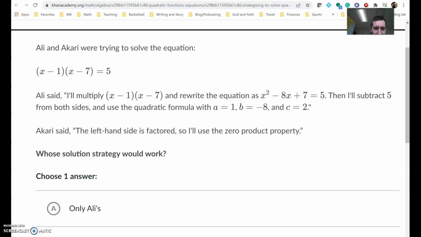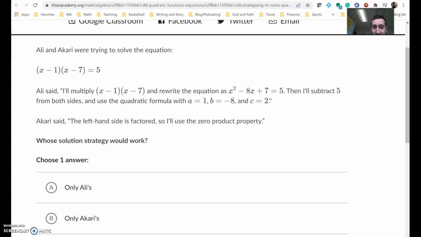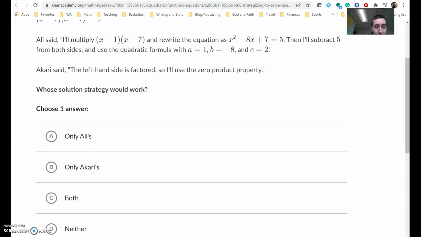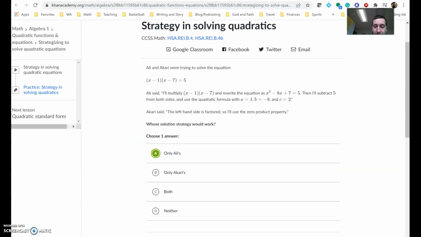She said that the left-hand side is already factored, so why don't we just use the zero product property? That's a great question too. But what's the property called? The zero product property. These two factors are not set equal to 0. They're set equal to 5. So Akari's would not work. Ali's would work. It's factored out. He could multiply it and then set it equal to 0 and use the quadratic formula. Only Ali's method is correct.